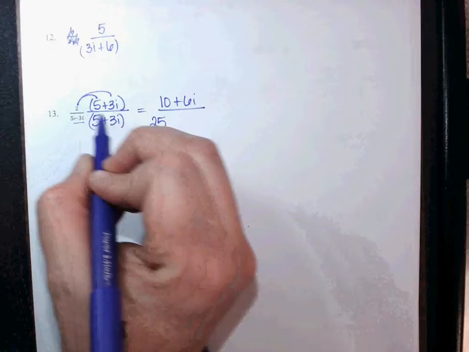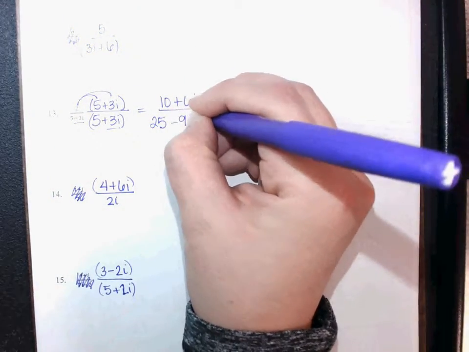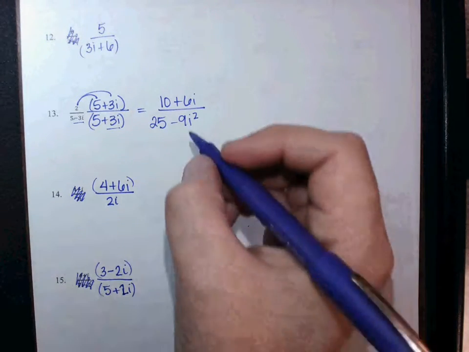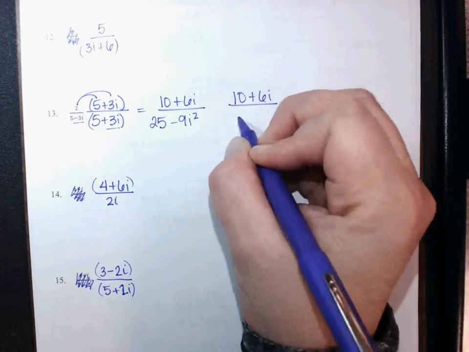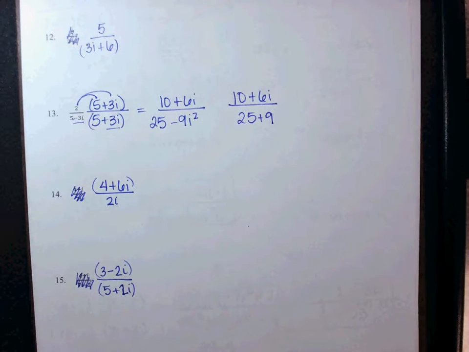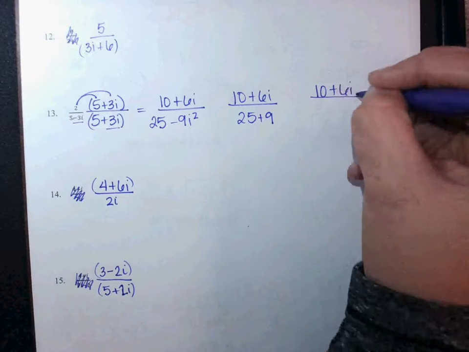And then what is negative 3i times 3i? Negative 9i squared. And then that i squared is going to cross out the negative 9 to turn it into a plus 9. So you should have gotten 10 plus 6i over 25 plus 9. Remember, the i squared basically switches the sign. So then from there you'd have 10 plus 6i over 34.